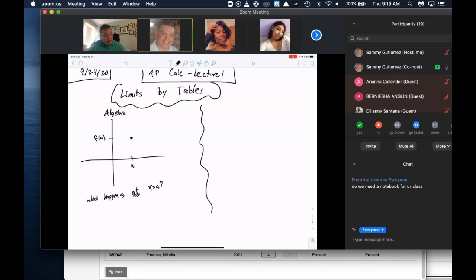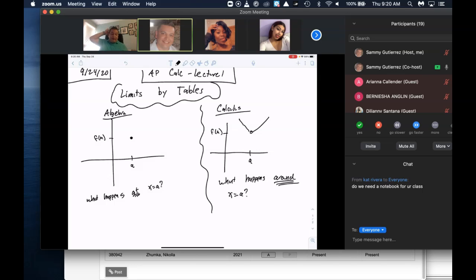But in calculus, we might have that same value a, f of a, and instead of focusing on that one singular value, a, we might be more worried about what happens around x equals a. So this is the very big difference between calculus and algebra. In algebra, we're always just like, find f of 3. Boom. Plug it in. You're good.